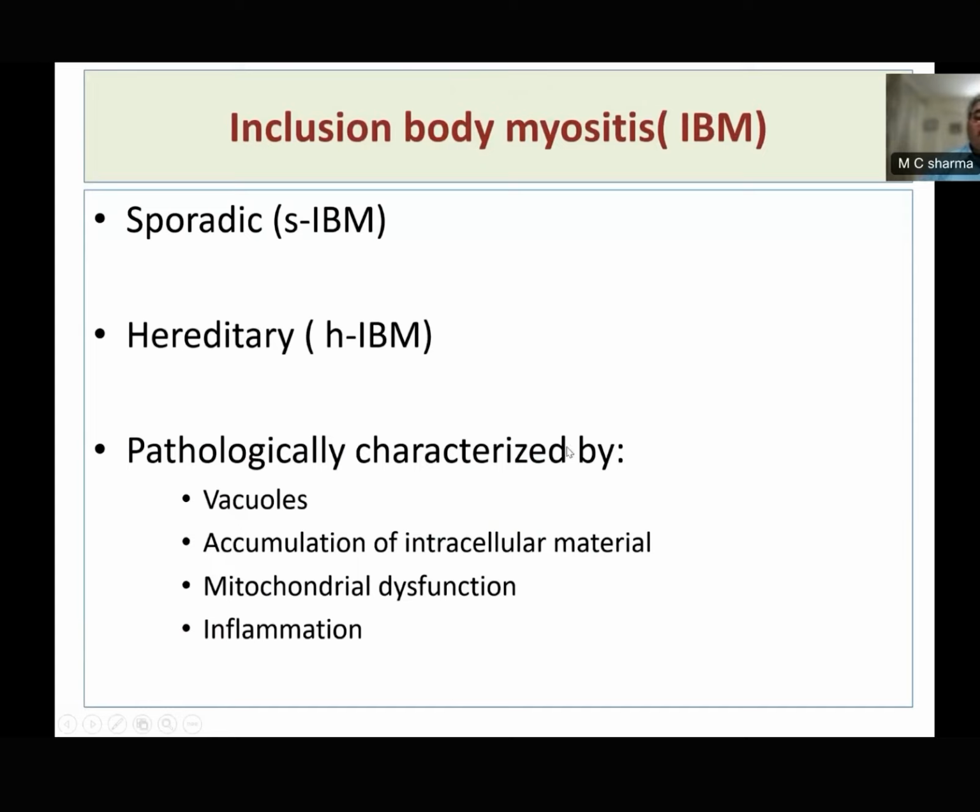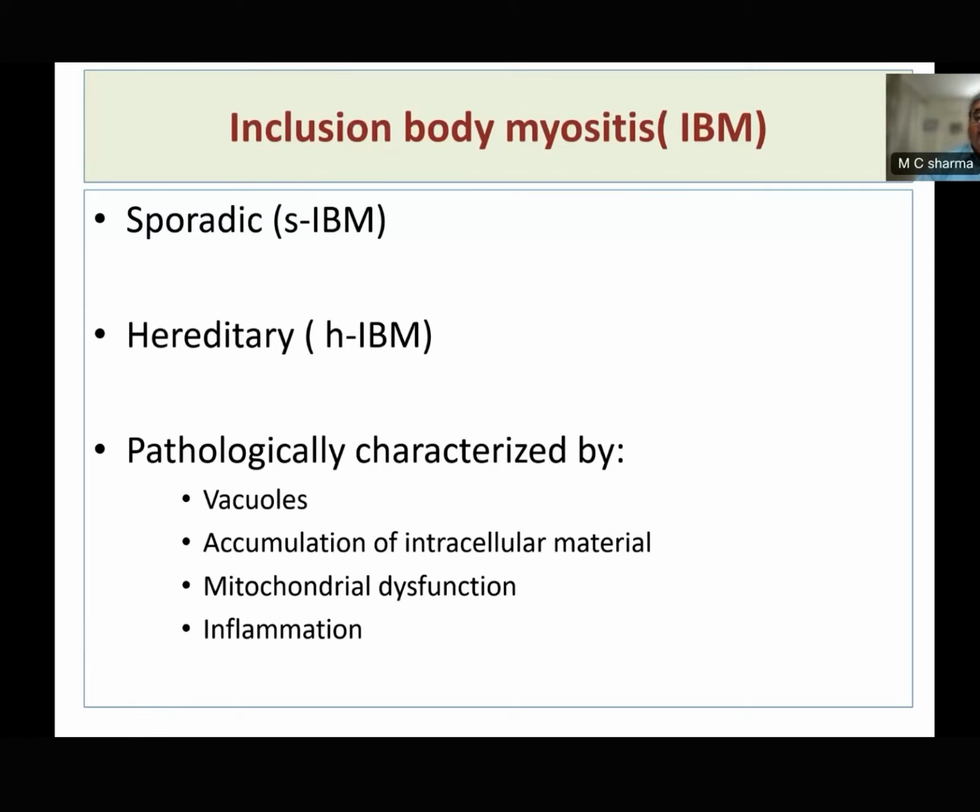Now, inclusion body myositis, as mentioned, is inflammatory, sporadic. There is one hereditary form, but it's not an inflammatory myopathy. Though the names resemble each other, the hereditary one is genetic, a gene defect, GNE. It is more of a muscular dystrophy with rimmed vacuoles. And for the diagnosis of inclusion body myositis, one feature is the vacuoles, then mitochondrial dysfunction, and some inflammation.